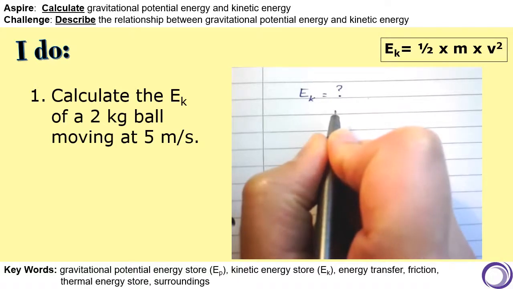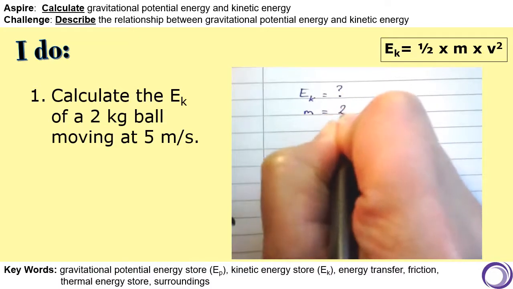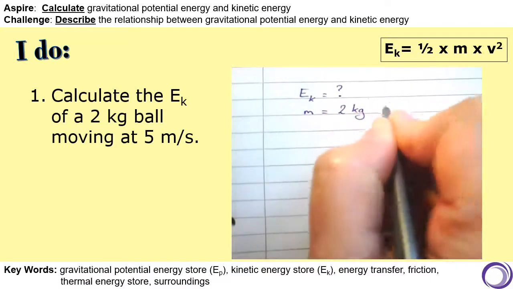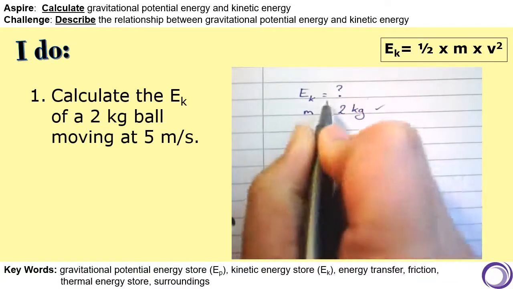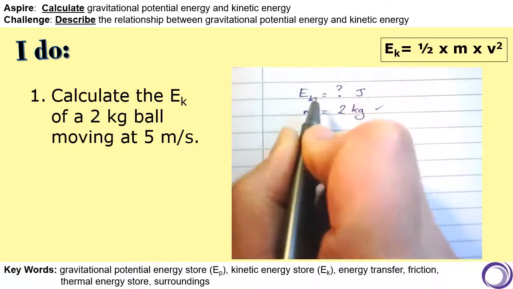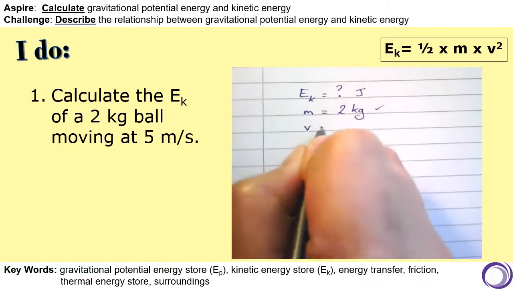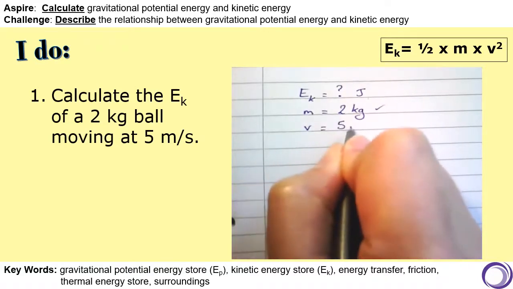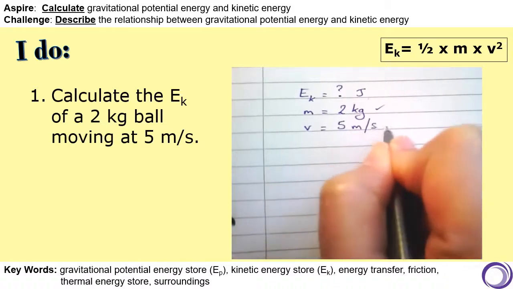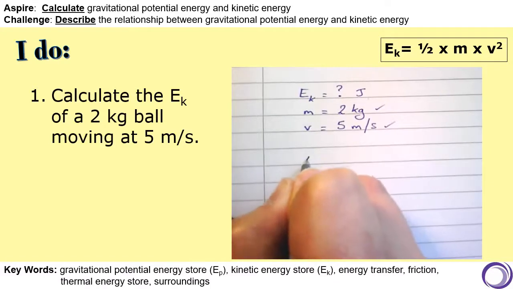The ball has a mass of 2 kilograms. So our mass is 2 kilograms. And that's the correct unit. And you can also write down, if you want, that the unit for EK is joules because it's energy. And the ball is moving at 5 meters per second. So that's the ball's velocity. So my V equals 5 meters per second. And again, that's the correct unit. So now I'm going to write my equation down.